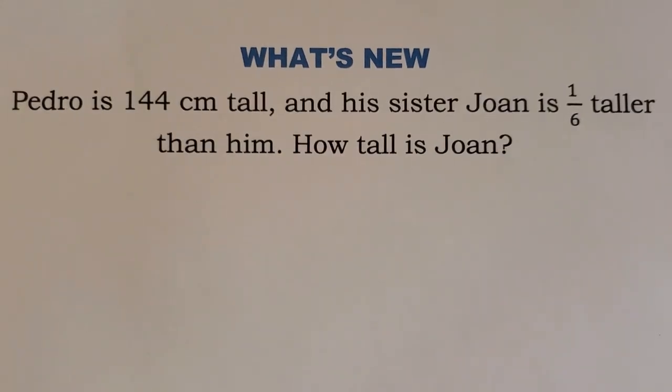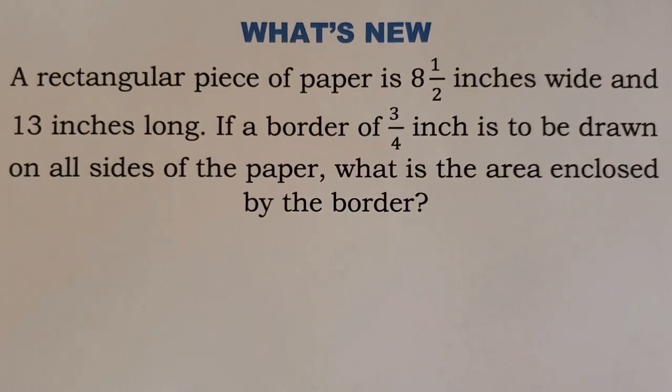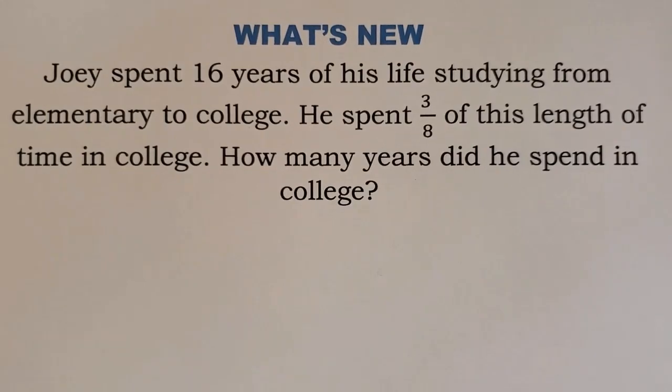Another problem that we will have to try later is, Pedro is 144 centimeters tall, and his sister Joanne is 1/6 taller than him. How tall is Joanne? Another springboard problem that we will have to try later is, a rectangular piece of paper is 8 1/2 inches wide and 13 centimeters long. If a border of 3/4 inch is to be drawn on all sides of the paper, what is the area enclosed by the border? Let's try to solve our first problem.